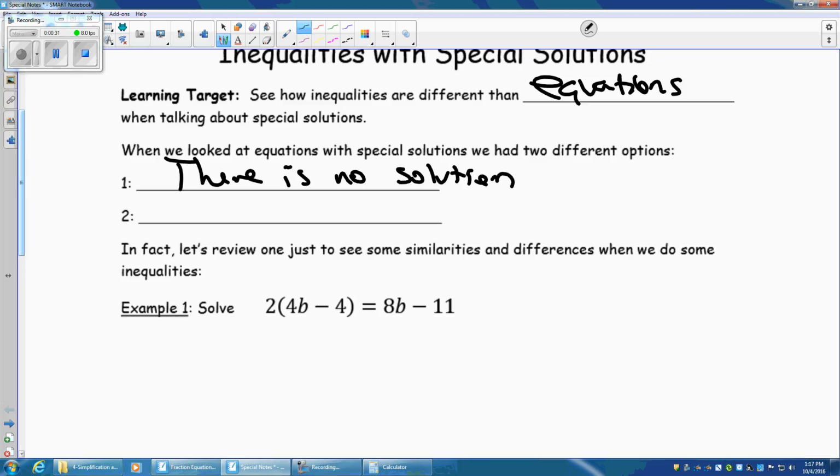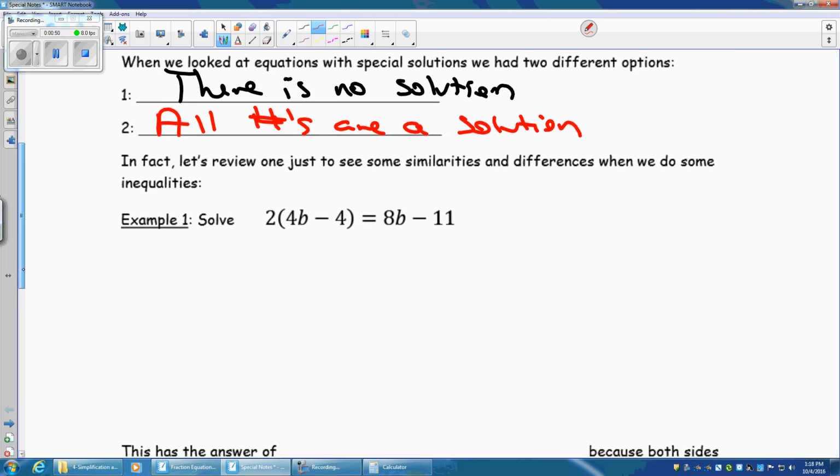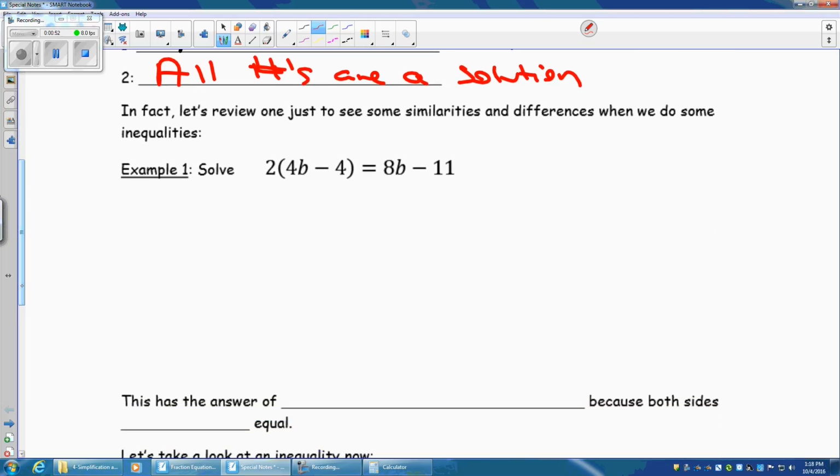And then the second one, there's a couple different ways of saying it. I like to say all numbers are a solution. It's the pound sign or the number sign, right? So let's take a look at an example just to get us, I guess, familiar with this again.